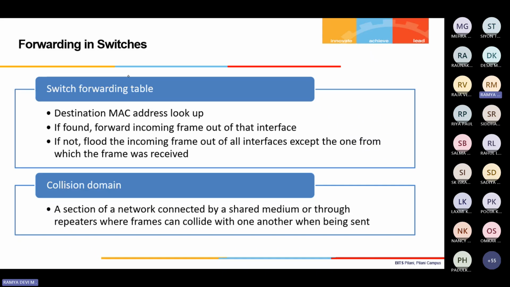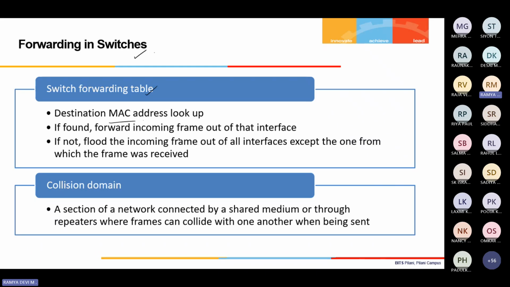Now we'll see forwarding in switches. Forwarding in switches and collision domain. Switch forwarding table: the switch will maintain a forwarding table, which is called a MAC address table. For each and every port number or interface, a MAC address will be assigned. Okay, so the destination MAC address lookup will happen. When a frame arrives, the switch will check the destination MAC address and look into the forwarding table. If the MAC address is found, the switch will forward the frame to the appropriate output interface.